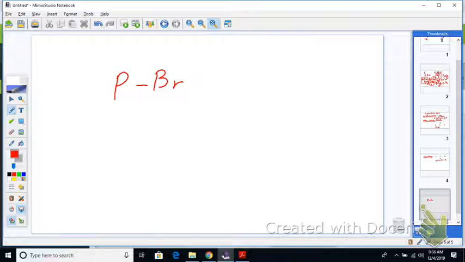Okay, so what is phosphorus? Tell me. 2.19. And bromine is 2.96. So that difference is going to be, what, 0.77? Yeah. So you subtract the two and it's a 0.77 difference. It's not negative or positive, so it's kind of like the absolute value difference. So that's polar covalent. So what does that mean, polar covalent?